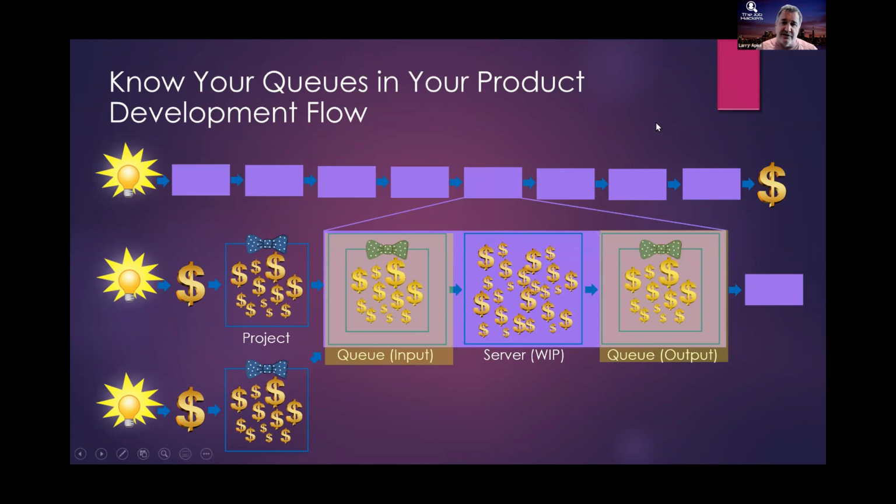So what are queues? In the greatest graphic of all time, you can see the queues. At each station, as we're moving the work through the system, there's an input queue and there's an output queue. We need to pay attention to them, right?